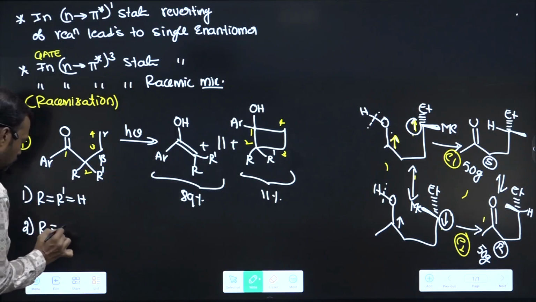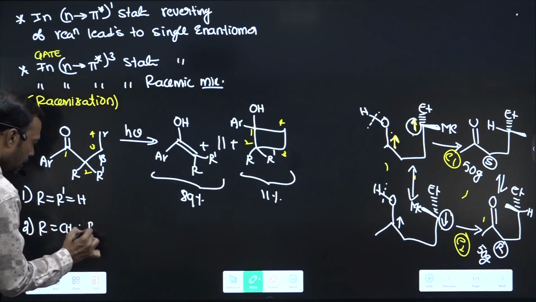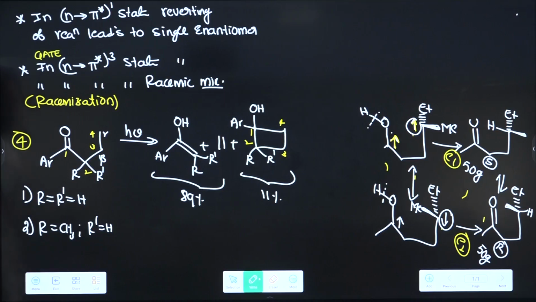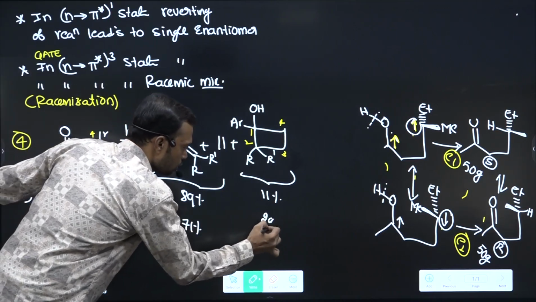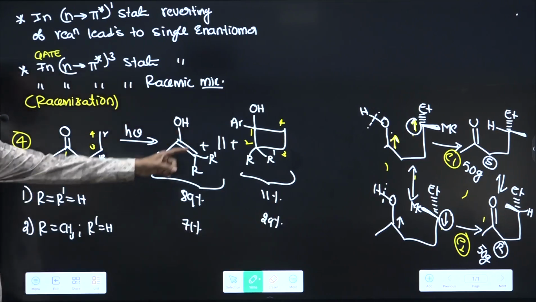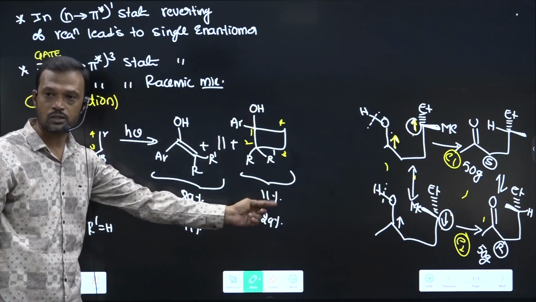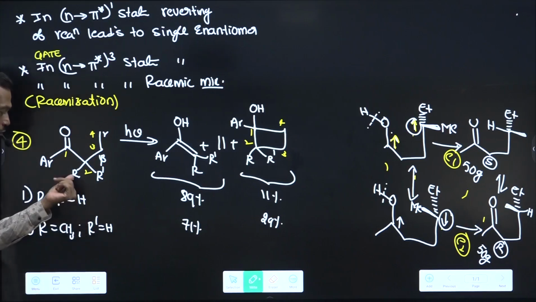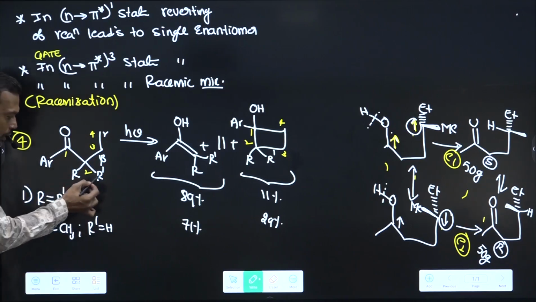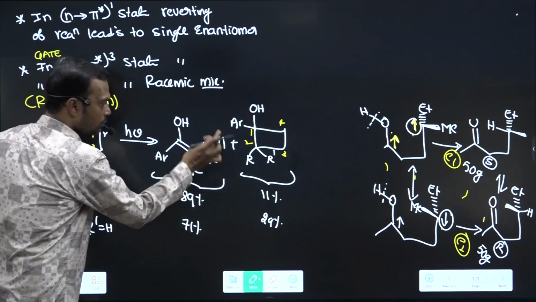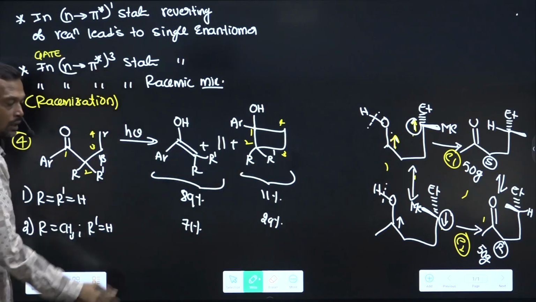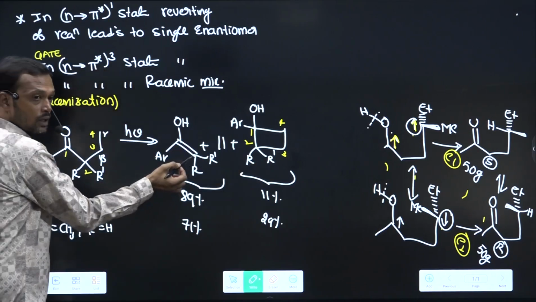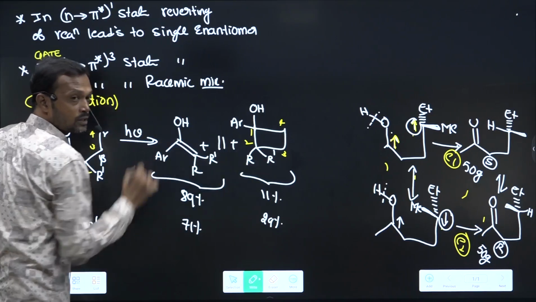So R is equal to methyl, I am writing, and R dash is equal to hydrogen. On that time, see, this is 71% and this is 29%. See, does the cyclobutanol percentage increase by substitutions at the alpha position or not? Initially R and R are hydrogen. If R and R are lighter atoms, on that time Norrish 2 is most important as compared to cyclization. Norrish 2 cleavage is major as compared to cyclization.